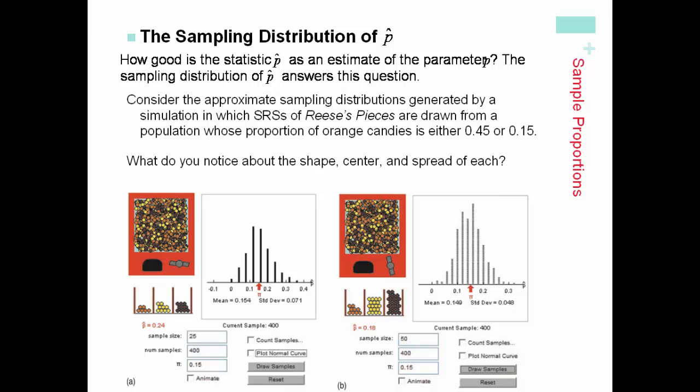As you can see, the sampling proportion changes very much with the shape, center, and spread of the data based on whether the proportion is either 0.45 or 0.15.